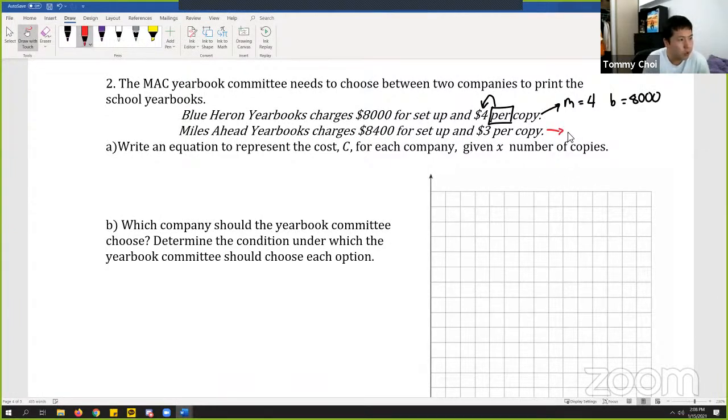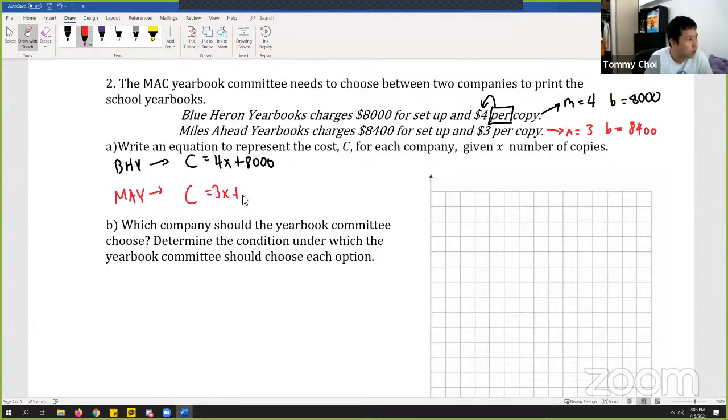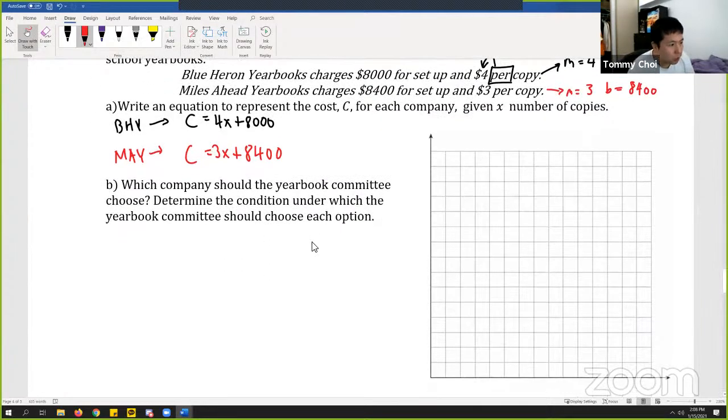For the second one here, what's our slope? 3, and the y-intercept, 8,400. So we can write down our two equations. For BHY, C is equal to 4x plus 8,000, while for MAY, it would be C is equal to 3x plus 8,400. Then it says, which company should the yearbook committee choose? Determine the condition under which the yearbook committee should choose each option. You were supposed to graph this.